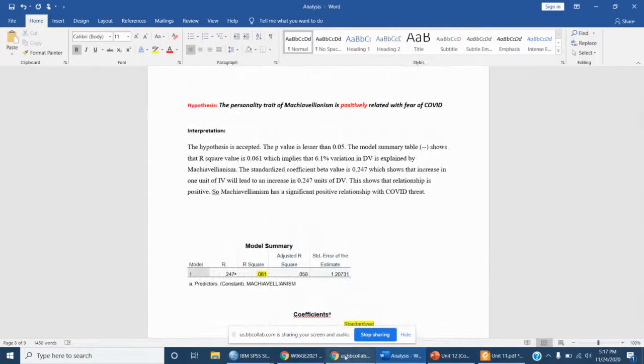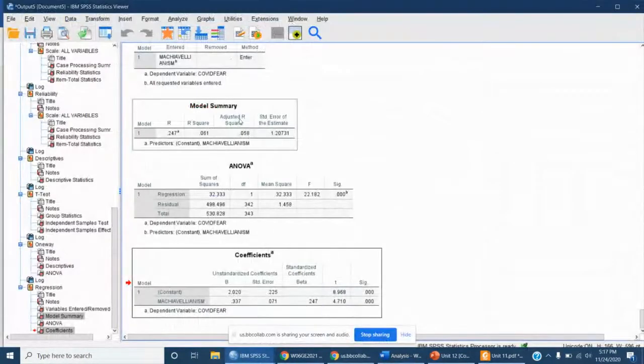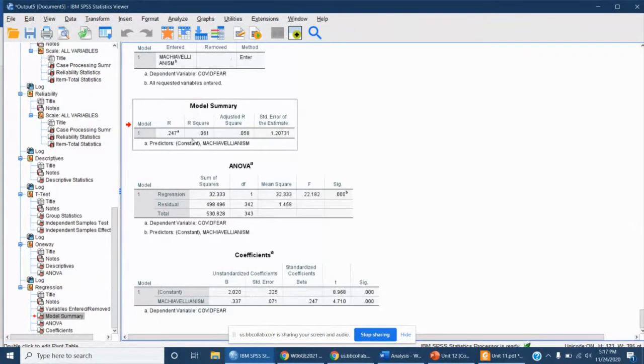First of all, you need to understand what information is provided by these tables. In the model summary table, the most important value here is R square. R square shows you the percentage of variance, the percentage of change the IV is producing in our DV. The percentage of change our IV, this particular personality trait, is producing in our DV is 6.1%.